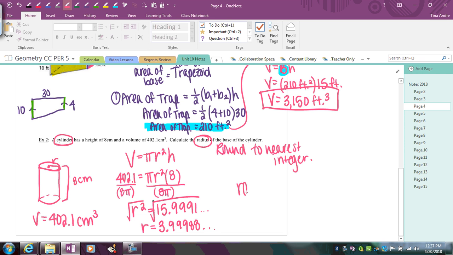So that means the radius is going to be approximately 4 centimeters. Notice my units are just centimeters here because I'm talking about a dimension. I'm not talking about an area or a volume.